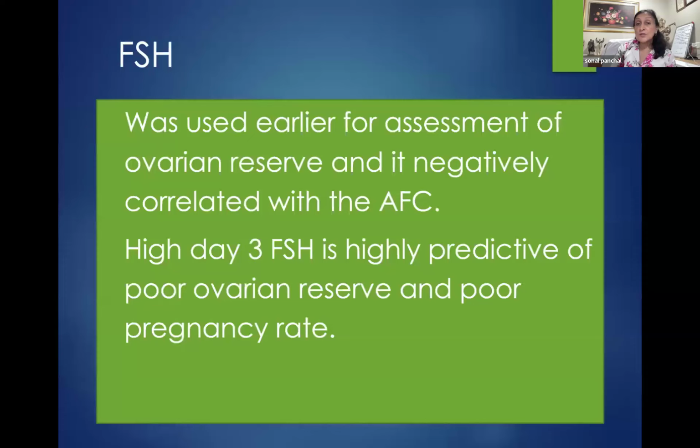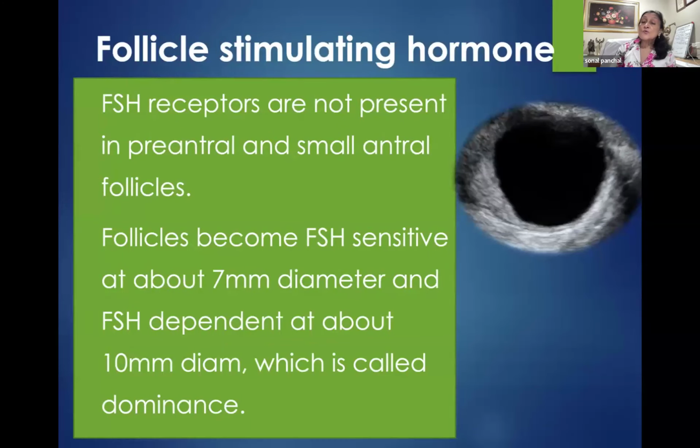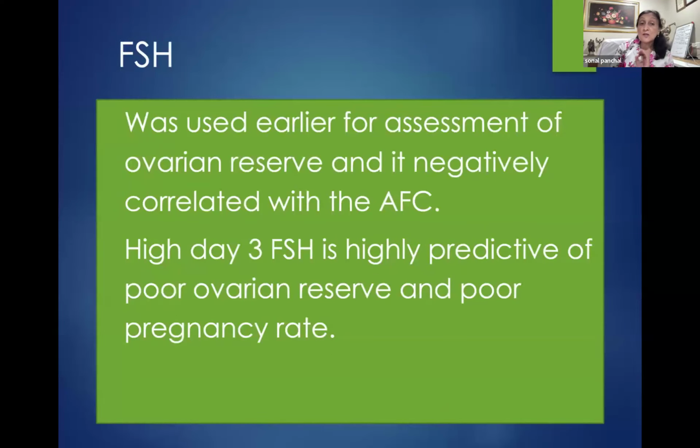Coming to FSH, it was used earlier for assessment of the ovarian reserve, and it is negatively correlated with the AFC. High day 3 FSH is highly predictive of poor ovarian reserve and poor pregnancy rates, as we all know. FSH receptors are not present in the preantral and the small antral follicles, and the follicles become FSH sensitive at about 7 millimeter diameter and FSH dependent at about 10 millimeters diameter, which is called dominance. This is where I definitely want to give a little more elaborate explanation of the same.